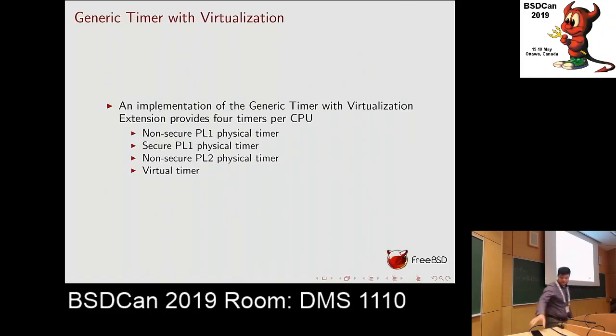Let's go to the timer. An implementation of the generic timer with virtualization extensions provides us four timers per CPU. So we have the non-secure PL1 physical timer, the secure one, the non-secure PL2 (PL comes from privilege level 1 and 2, so user mode, kernel mode), and the virtual timer we will use.